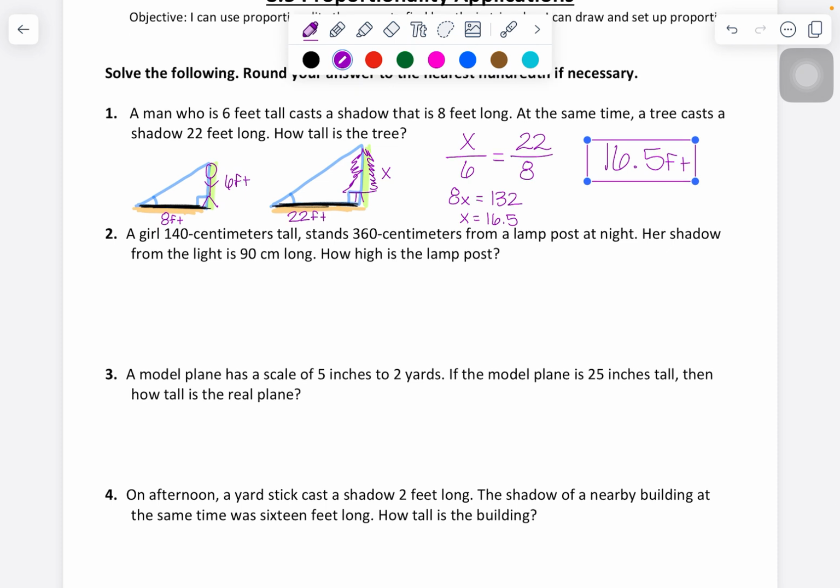Similar problem. A girl that is 140 centimeters tall stands 360 centimeters from a lamppost at night. Her shadow from the light is 90 centimeters long. How high is the lamppost? So, similar, but slightly different in this problem. Because this problem says, okay, I've got this girl standing here. She's 140 centimeters tall. And she is standing 360 centimeters from a lamppost.